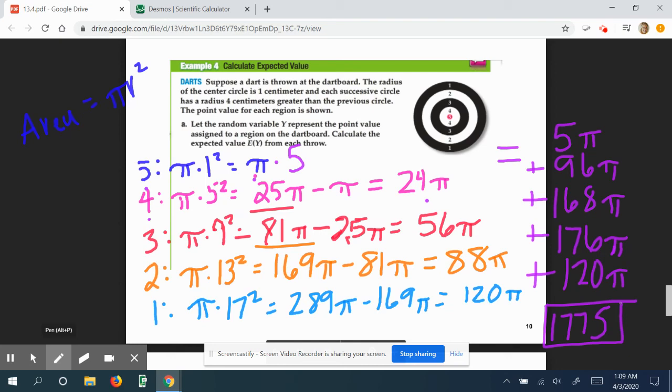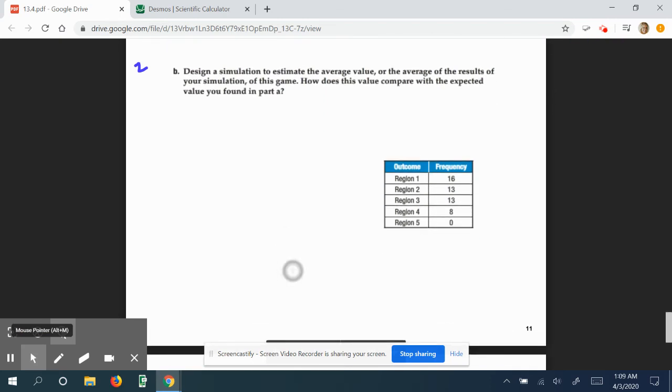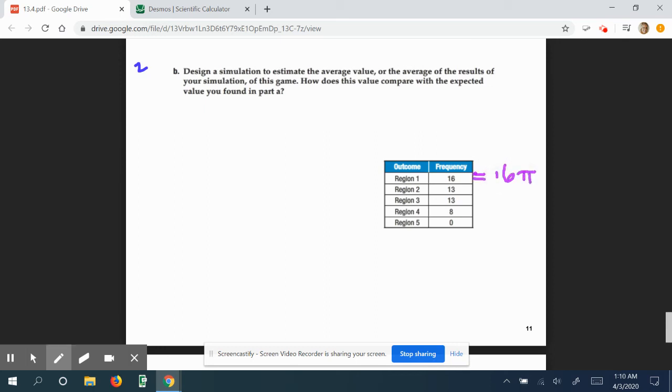All right. Now for part B, it says design a simulation to estimate the average. Okay. And so what we can do is figure out the outcome of region 1, which remember was pi. So 16 times pi would be 16 pi. Then the next one was 5 pi. So times 13 would be 65 pi.